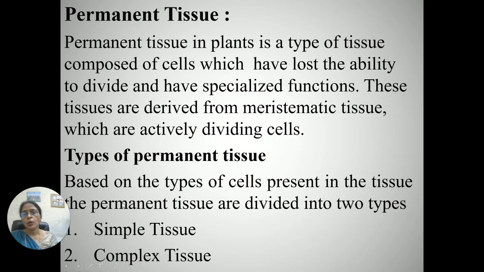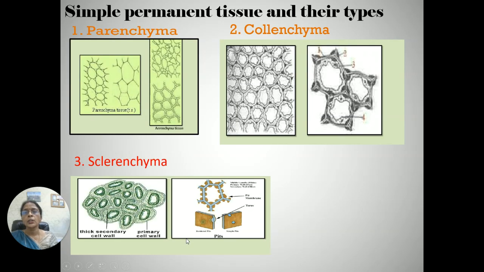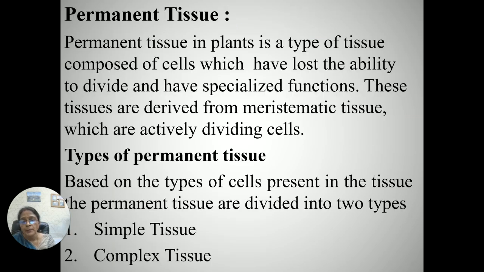Now permanent tissue is also divided into two types, simple permanent tissue and complex permanent tissue. What is the difference between simple and complex permanent tissue? Simple permanent tissues are groups of similar types of cells that perform a similar function, whereas complex permanent tissues are groups of different types of cells. Different types means that they are different structurally, but ultimately they perform a similar function.